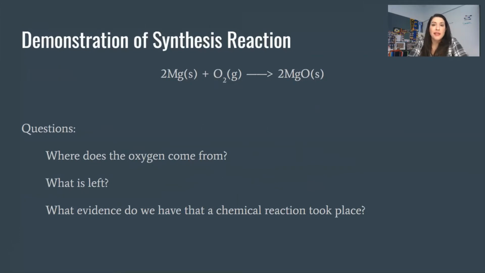So let's go ahead and look at an example of a synthesis reaction. I'm going to show you a video that I made the other day of the synthesis of magnesium and oxygen to form magnesium oxide. So what I want you to look for in this video, tell me, where does the oxygen come from in this reaction? What is the leftover? What is the product? And what evidence do we have from that list of 4 pieces of evidence that you can use to determine a chemical reaction? What evidence do we have that a chemical reaction took place? All right, let's take a look.